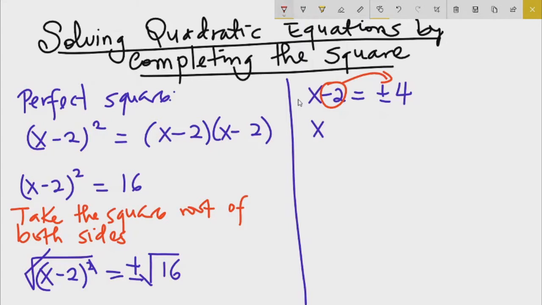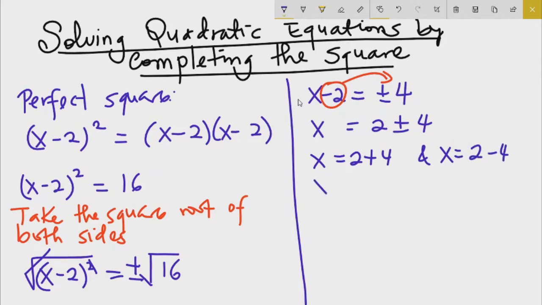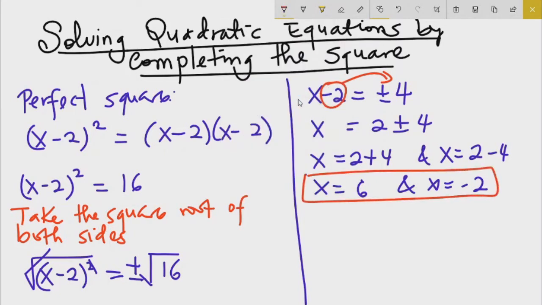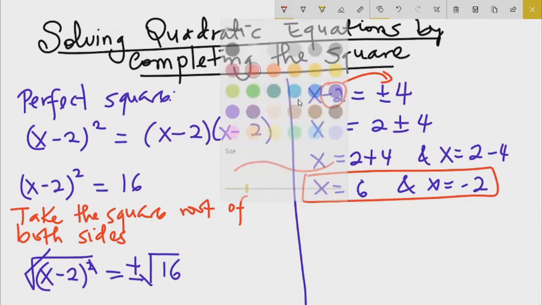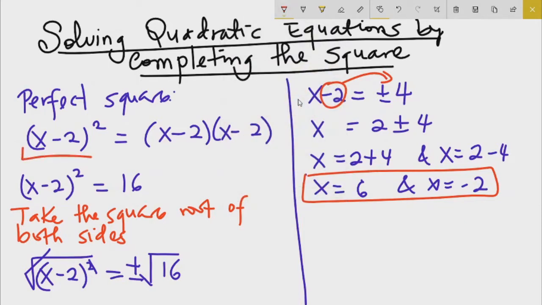So our x will now be 2 ± 4. So our x will be 2 + 4 and 2 - 4. So the solution in this case will be x = 6 and x = -2. So that will be the two solutions that we have in this case. So I'm using this to show you that once we turn the left-hand side of our quadratic to a perfect square, it's easier to solve.